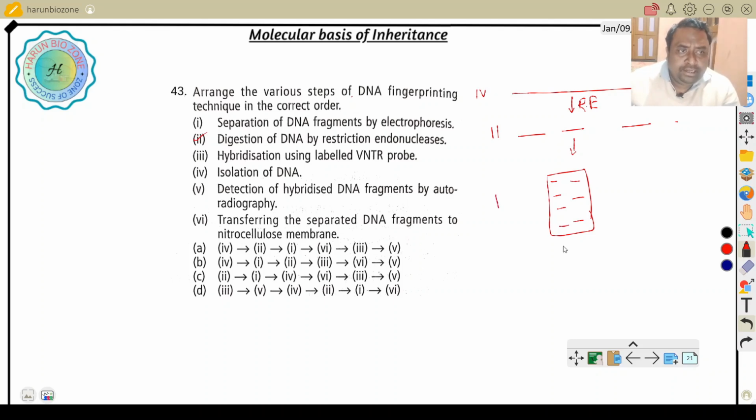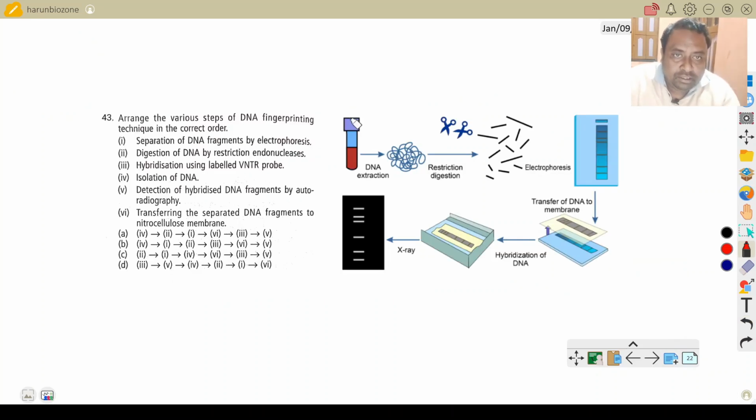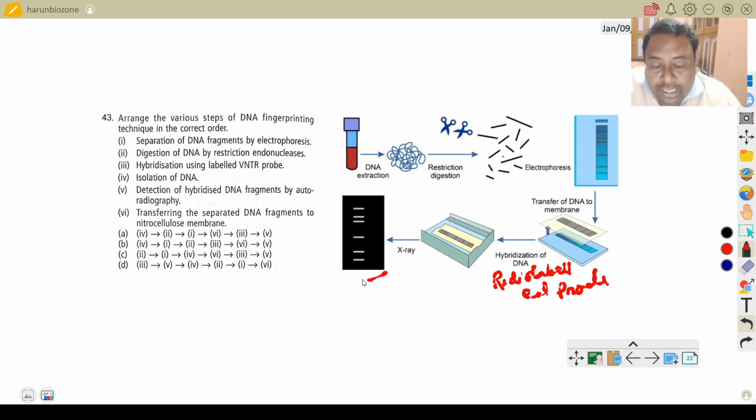That is 1. Next, transfer the separated DNA fragments to a nitrocellulose filter membrane, that is 6. Next, detection by hybridization using a labeled VNTR probe, variable number of tandem repeats, that is 3. Then detection of hybridized DNA fragments by autoradiography. The order is 4, 2, 1, 6, 3 and 5. This is the correct option. In this technique, first isolation of DNA, then restriction endonuclease fragmentation, then gel electrophoresis, then transfer to nitrocellulose filter membrane, then the radiolabeled probe is hybridized, then autoradiography with the help of X-ray film.